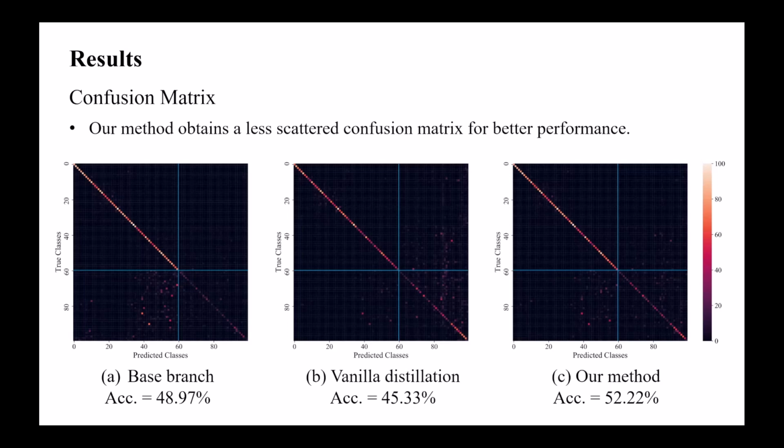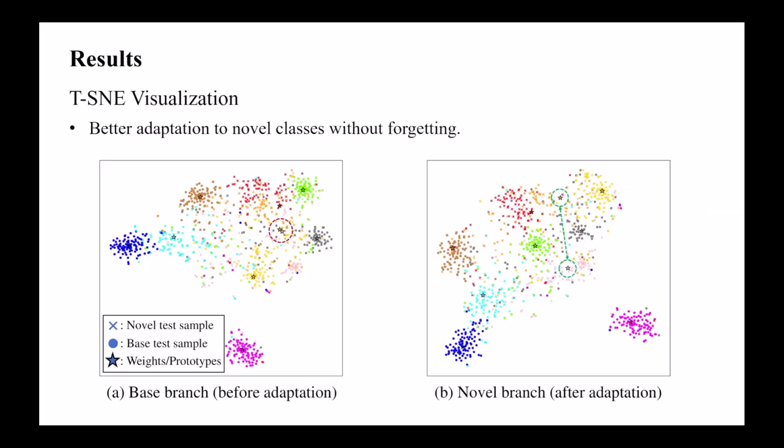The above superiority of our method is also validated from the view of confusion matrices. Our full method with the proposed distillation module and the proposed aggregation module can obtain a much clearer confusion matrix, confirming the observed performance gaps in experiments. From the view of t-SNE visualization, we find that our proposed distillation module can better adapt to novel classes without severe base knowledge forgetting.